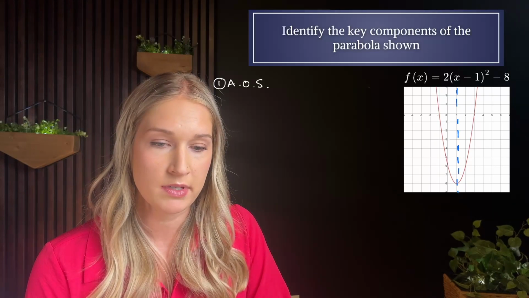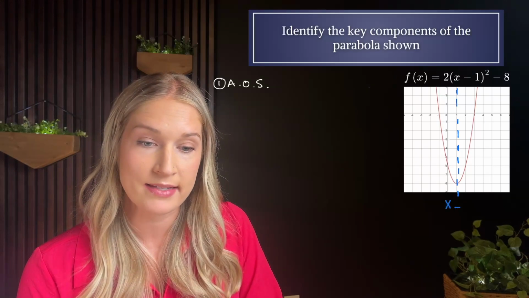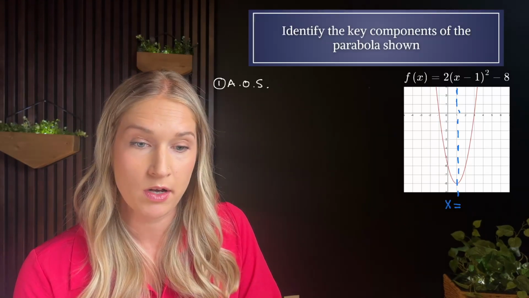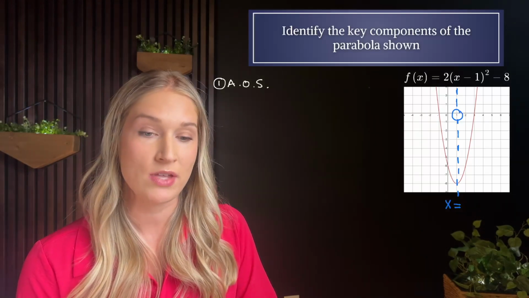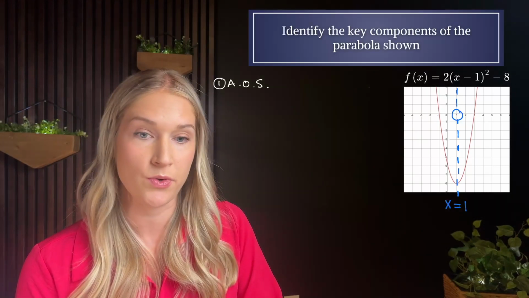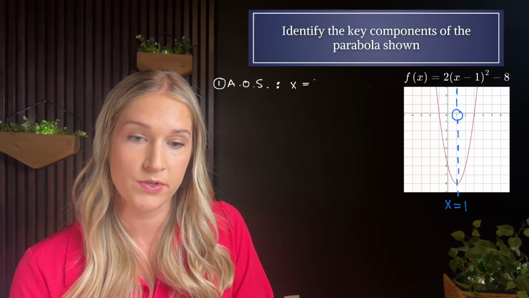It goes through the exact middle and it is a vertical line, which means it has the equation x equals, and the x value that we're on is this number right here, which is super small, but that is a 1. So that vertical line is x equals 1. So my axis of symmetry is x equals 1.